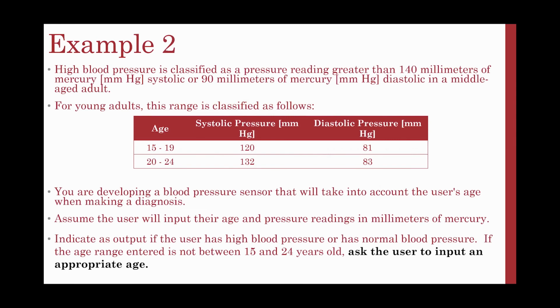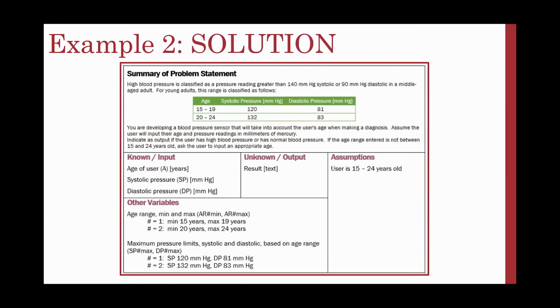A similar thing can be done with the blood pressure example that we looked at previously as well. This time, if the user inputs an age range that is unacceptable, so if it's not between 15 and 24 years old, we then want to prompt the user to input an appropriate age. Again, the main parts of the algorithm that we wrote last time are the same, where we have our known inputs of the age of the user, the systolic and diastolic blood pressure, and we have our ranges to use for our conditional statements.